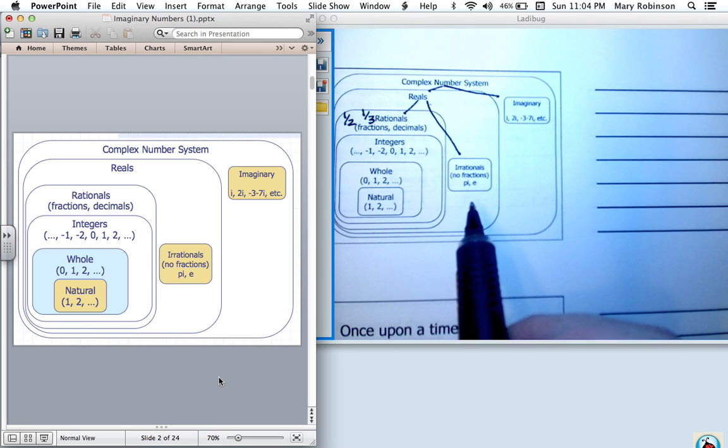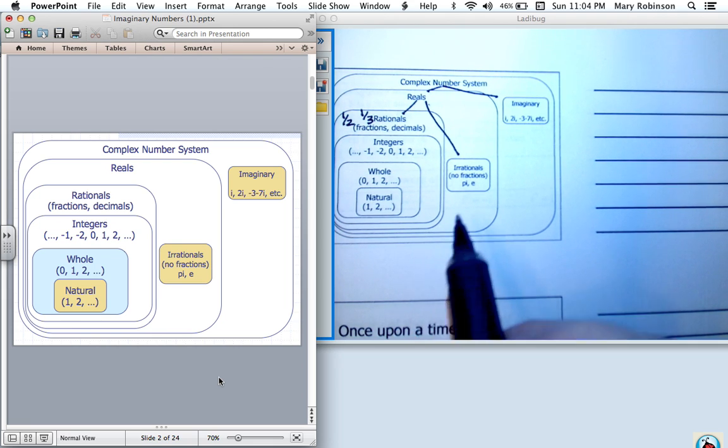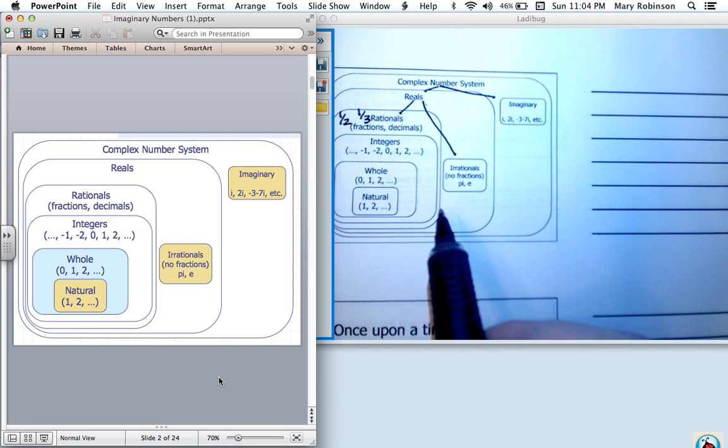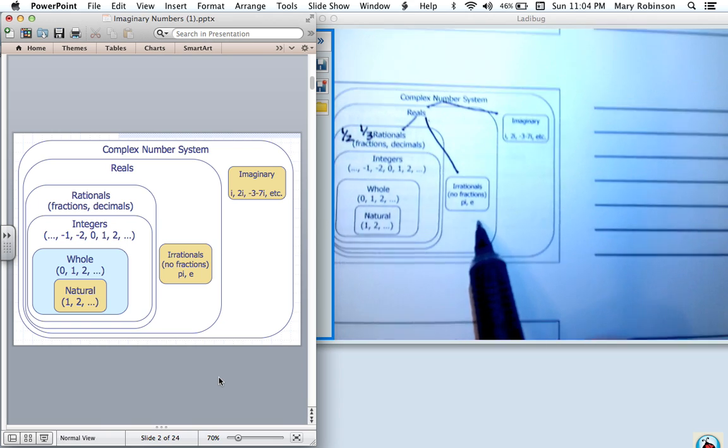They are numbers that tend to repeat without a pattern. They also include the numbers pi, 3.14159265, etc. It goes on, but does not terminate, as well as the number e, which we will also talk about a little bit later on in the course.